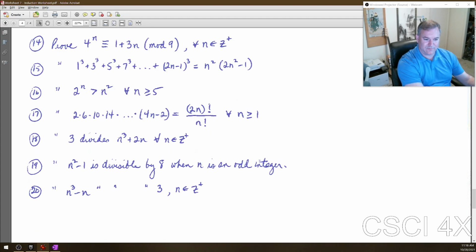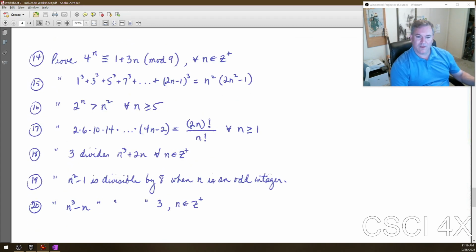Anyone, any requests? Basically, we got a bunch of divisibility, modulus stuff, inequality comparison stuff, and then series stuff with either additions or multiplications. 20? 17? You changed your vote. What the heck does 20 even say?